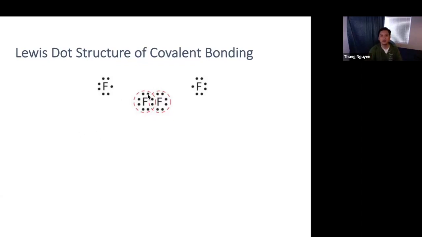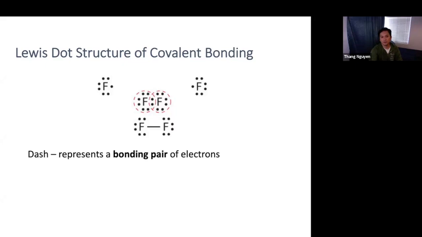If you look at the electrons within the red circle here on the left fluorine, it has 8 electrons. Now, if you count the electrons in the red circle of the right fluorine, it also has 8 electrons. And 2 of those electrons are counted in both cases, right? So those 2 electrons are known as the bonding pair of electrons. And so again, we have represented that with a dash in a Lewis dot structure. And again, we call that dash a bonding pair of electrons.